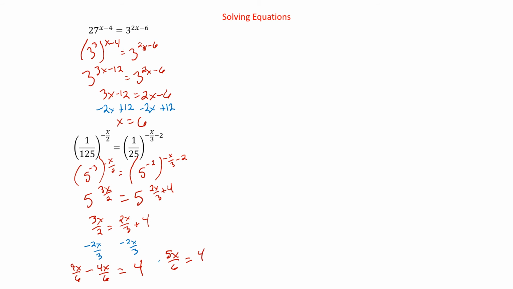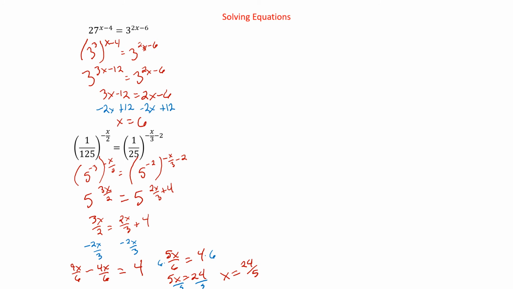We can multiply by 6 to get 5x equals 24, and then divide by 5 to get x equals 24 fifths.